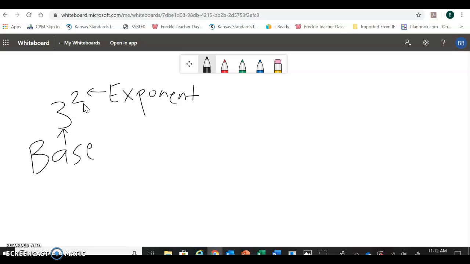The way that I think about it is that I'm going to see 3 two times. So when I write that, I'm going to see 3 two times, and then I'm going to be multiplying, and that ends up being 9. And that's just how it works when you're squaring numbers.